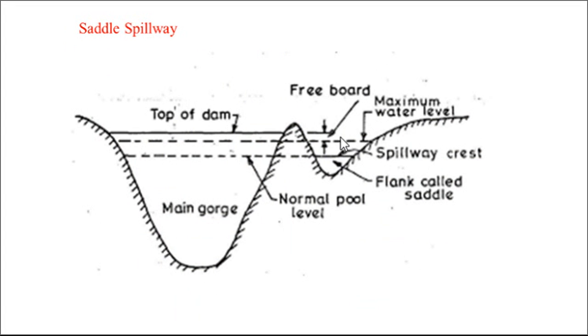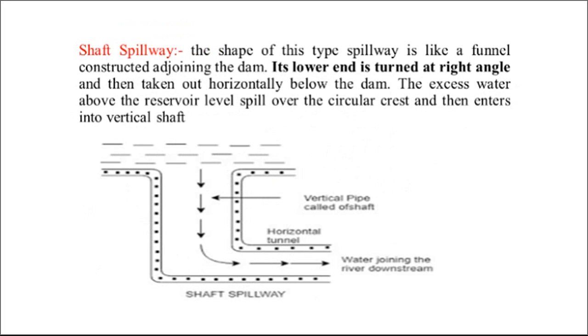Then saddle spillway. This is the saddle spillway. Next one is shaft spillway. So the shape of this type of spillway is like a funnel constructed adjoining the dam. This is the dam and this is the funnel which is adjoining the dam.